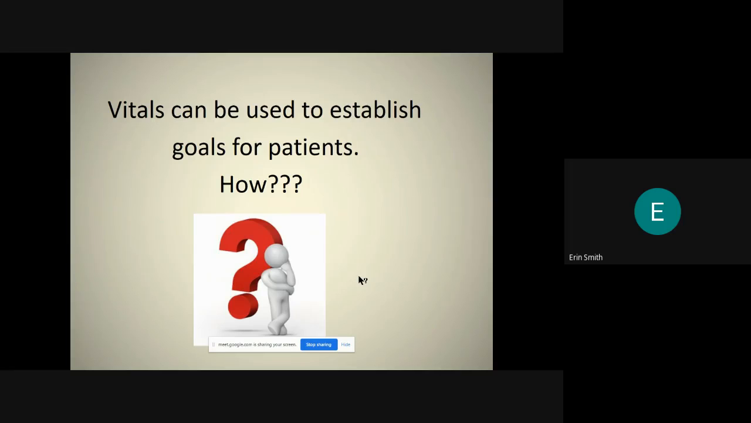So how can vitals be used to establish goals for patients? I'm just going to give you a couple minutes to think about, before we get into the vitals too much, how could we use vitals to establish goals for our patients or show that they're improving?